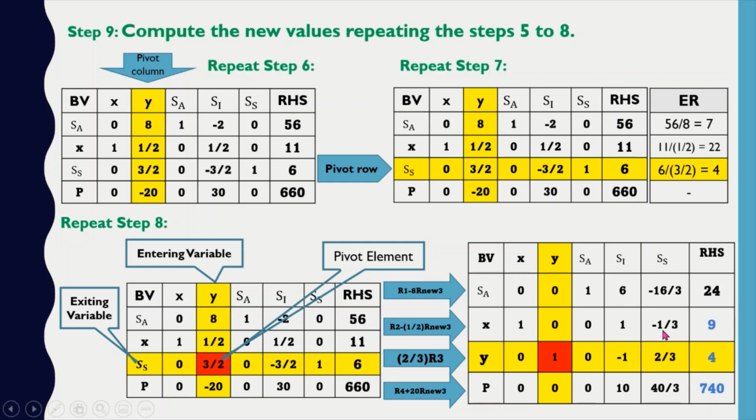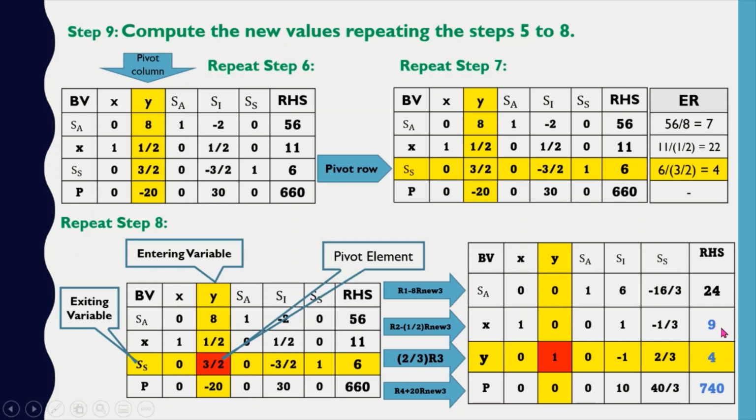Next, the RHS column. We have here the original value 11. So how does it become 9? 11 minus 1/2 times new row 3, which is 4. So 4 multiplied by 1/2 is equal to 2. So 11 minus 2 is equal to 9. So we have here our final value of our x, which is 9.